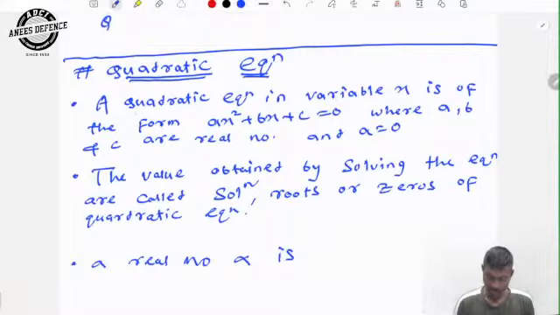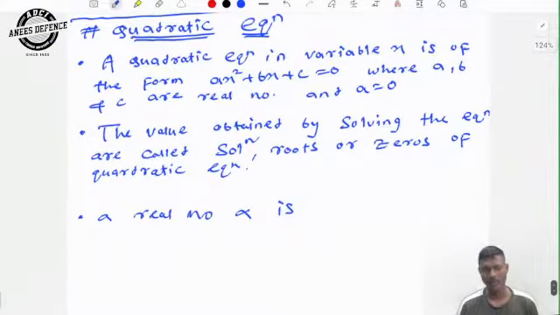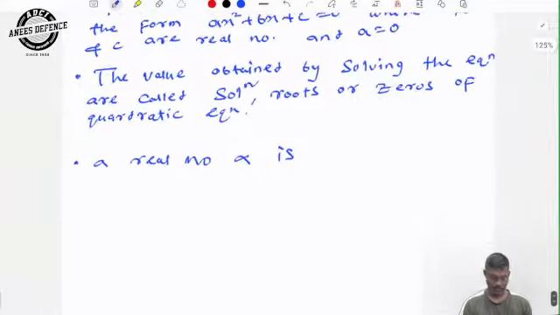A quadratic equation in variable x is of the form ax square plus bx plus c, where a, b, and c are real numbers and a is not equal to 0. Then the values obtained by solving the quadratic equation are also called the solutions, roots, and the zeros of the quadratic equation.